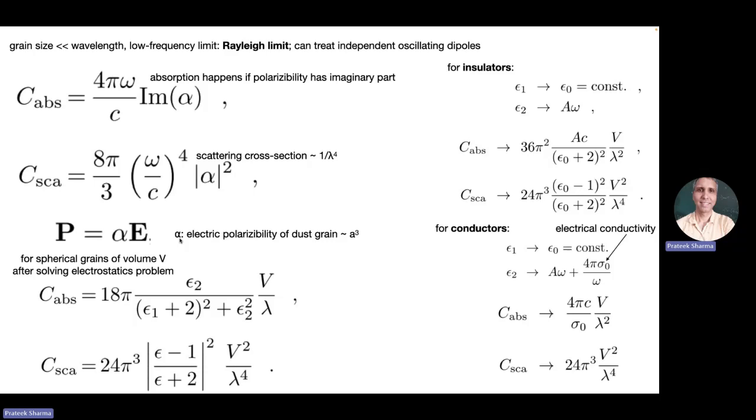Polarization P is like the density of the induced dipoles because of being exposed to the external electric field. So this P is proportional to a cube. The larger the grain, the larger the induced dipole would be, the more the number of dipoles will be. It's sort of proportional to volume. Yes, polarizability can be complex. Like for metals, polarizability is complex. You can have an imaginary part. If you don't have a complex polarizability, you don't have any absorption.